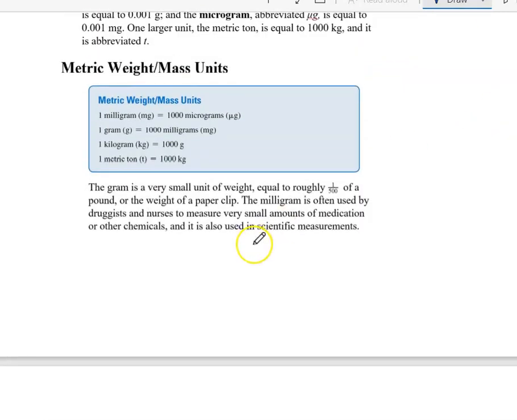The gram is a very small unit of weight. It's equal to roughly 1/500th of a pound, or the weight of a paper clip. The milligram is often used by druggists and nurses to measure very small amounts of medicine or other chemicals, and it is also used in scientific measures.